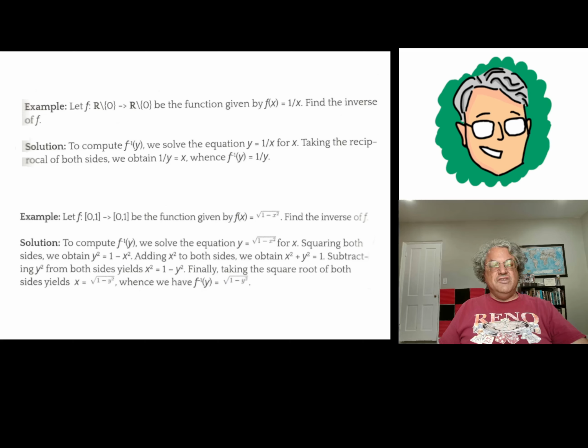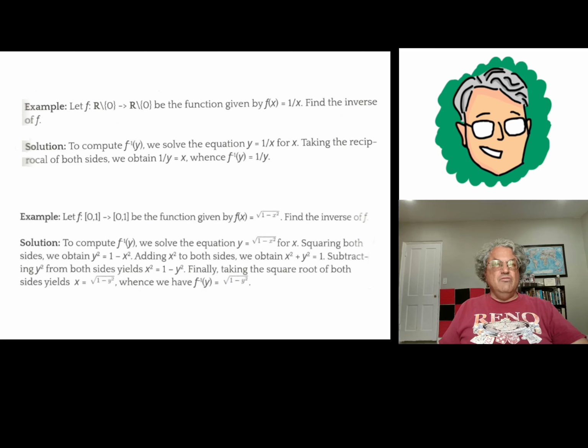For my fifth and final example, I believe I went over this one yesterday. This is f of x equals square root of 1 minus x squared. And now the domain and the range we're using are the closed unit interval, just the closed interval from 0 to 1, which we write with brackets. Let's just do the math to calculate the inverse of this function.